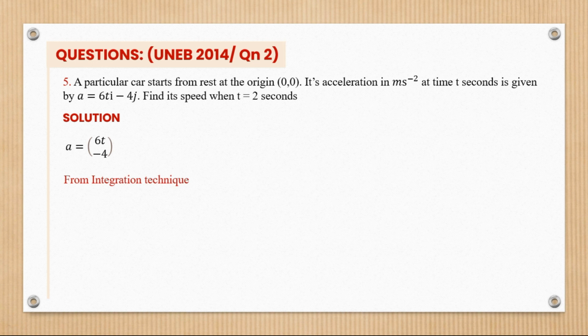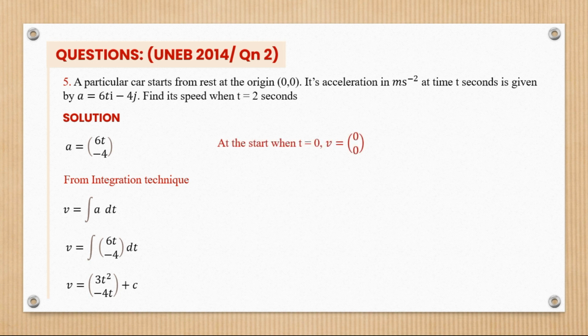From the integration technique, we can use it to find the speed. We just have to integrate the value of acceleration. So we shall have it this way. When I integrate this, for this I'll get 3t squared, and for this I'll get negative 4t, plus c. Now the next thing is to find the value of c.